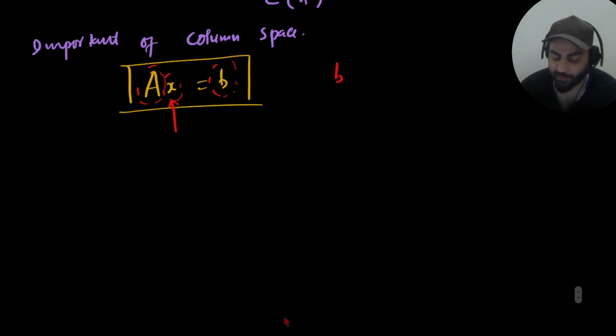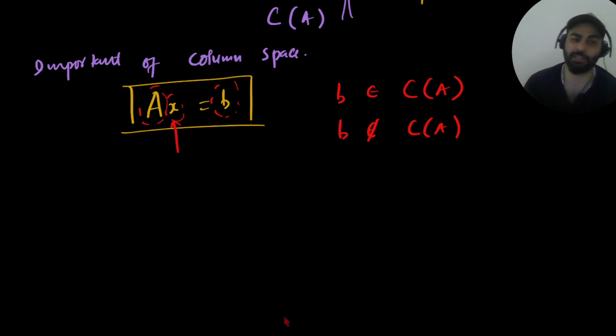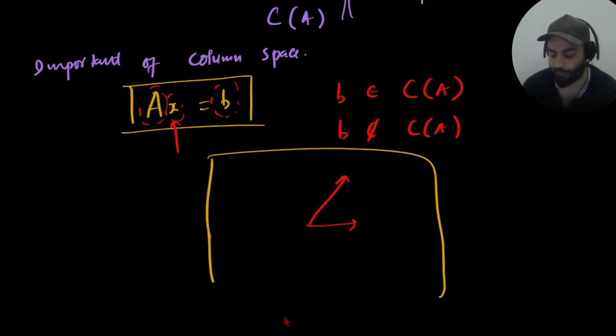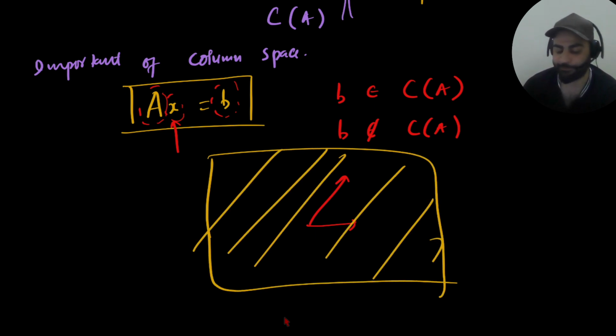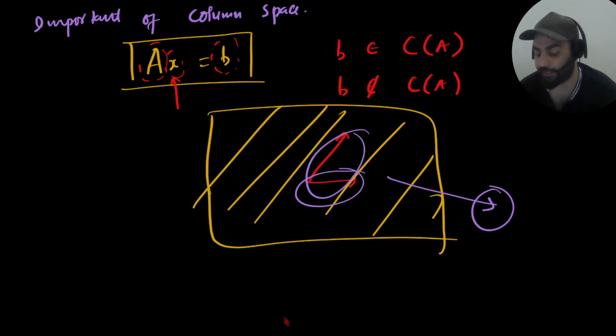It's easy to tell now. If b belongs to the column space of A, then there is a solution. If b does not belong to the column space of A, then there is no solution. You cannot find one. It's a simple statement, but just think about it. We had two vectors, and the whole plane was their column space. Let's suppose there is a vector coming out of this plane. Now you cannot reach this purple vector by using these two vectors. You cannot take any linear combination and get to this vector.